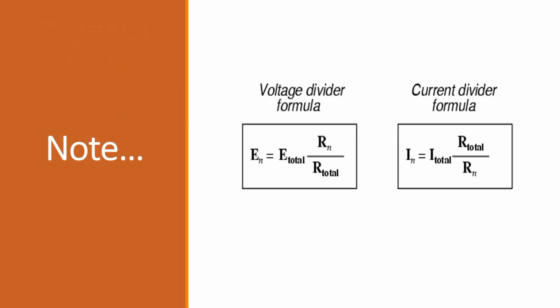Now, if you take the time to compare these two divider formulas, you will see that they are remarkably similar. Note that the ratio in voltage divider formula is individual resistance, that is Rn, divided by total resistance, whereas the ratio in the current divider formula is total resistance divided by individual resistance.